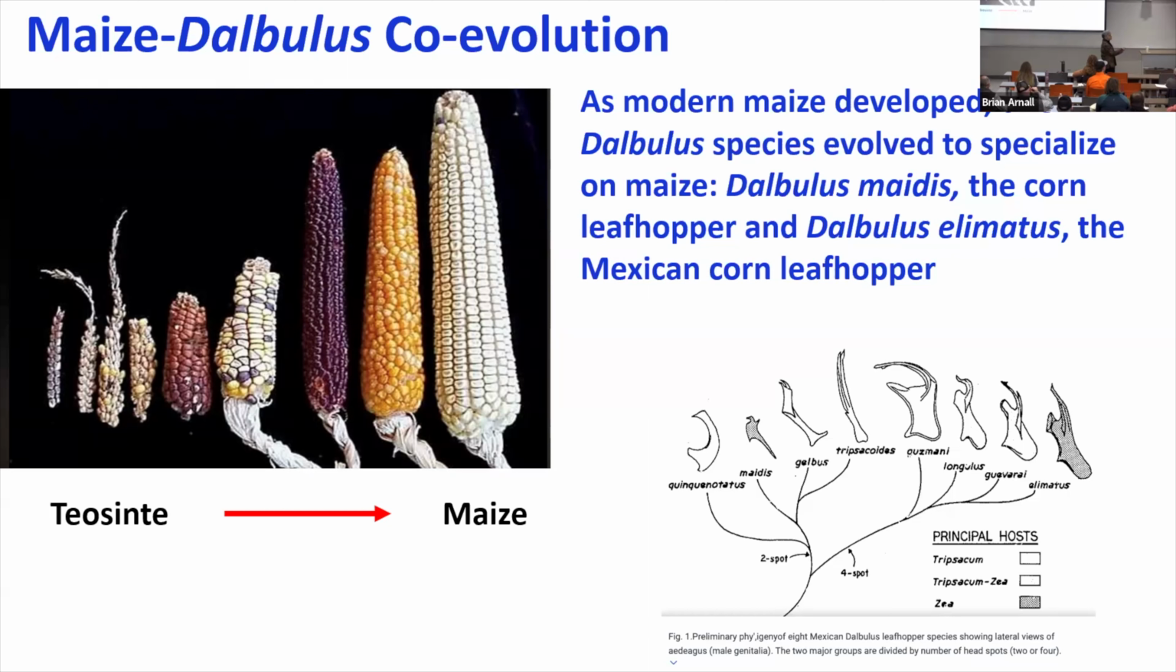And what these structures are, these are the male genitalia. This is how we distinguish different species, by pulling the male genitalia, and you can see that they differ in their structure, and that's how we know which species are which.